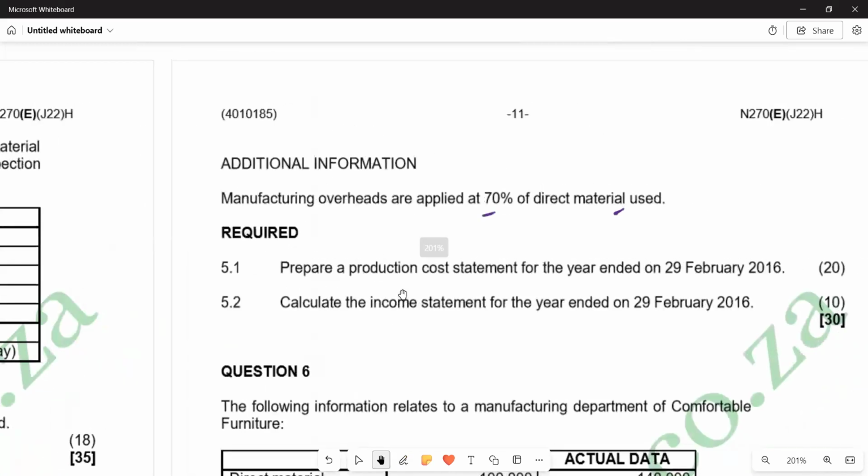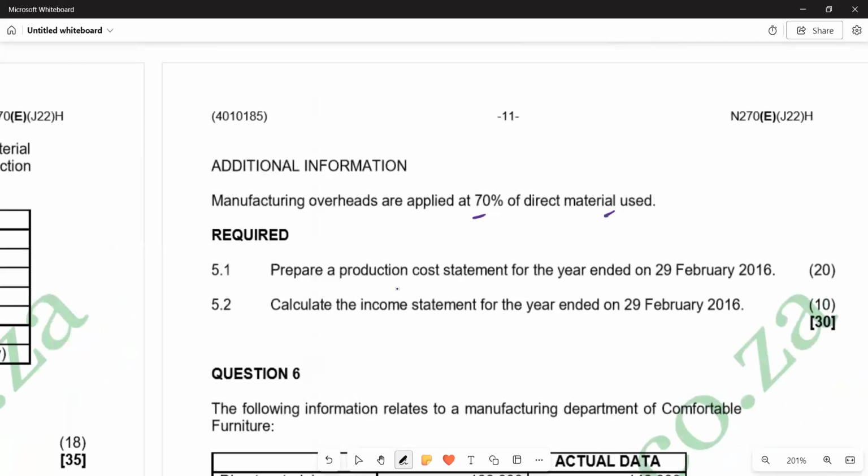So in the first part, on the production cost statement, the question is 20 marks. And on the preparation of the income statement, the question is 10 marks. So in total, we've got 30 marks. So we're going to start with the production cost statement. And in the production cost statement, obviously, we will start by calculating the cost of material.